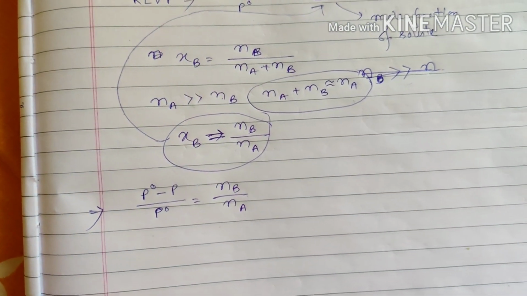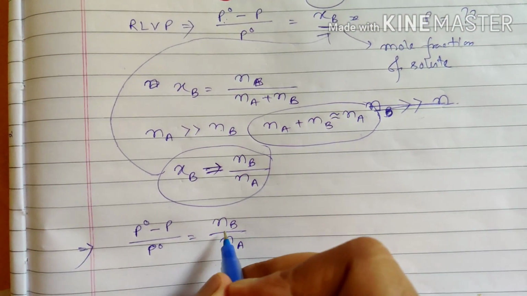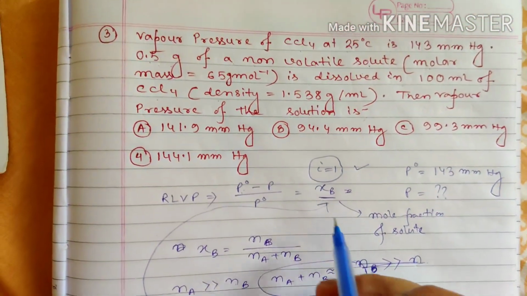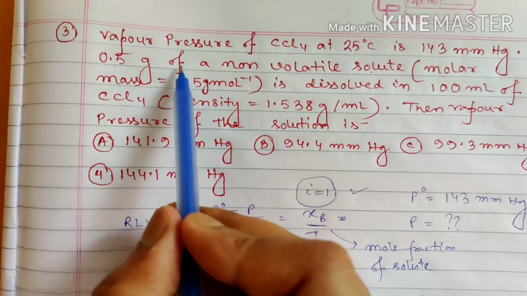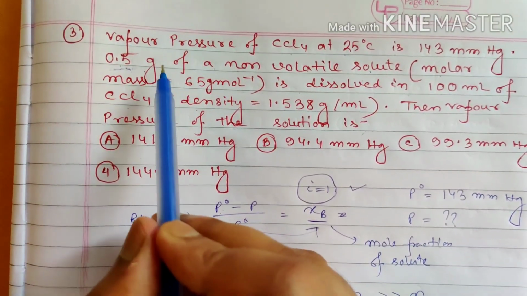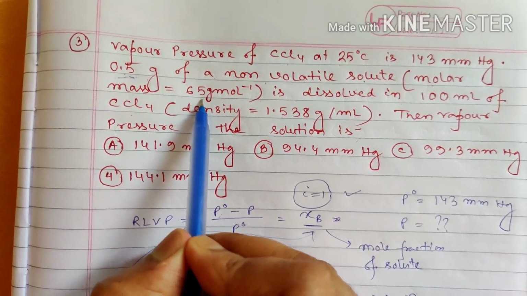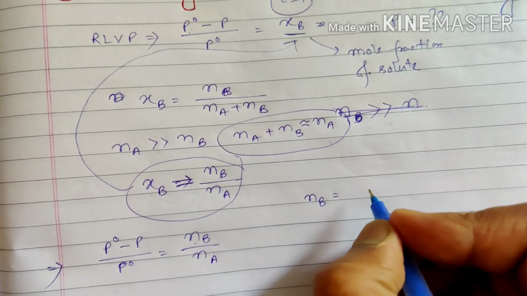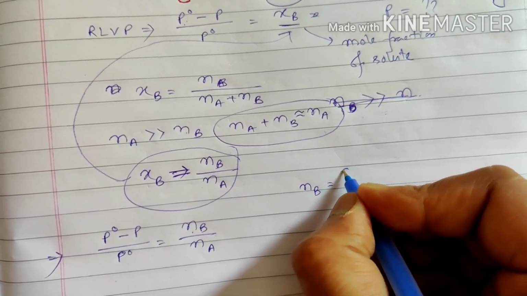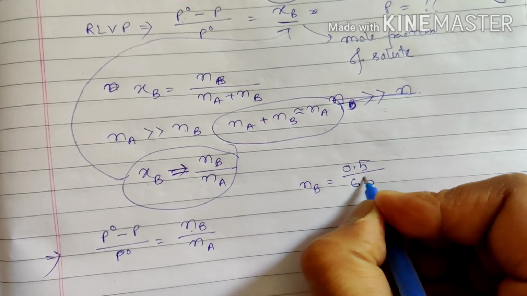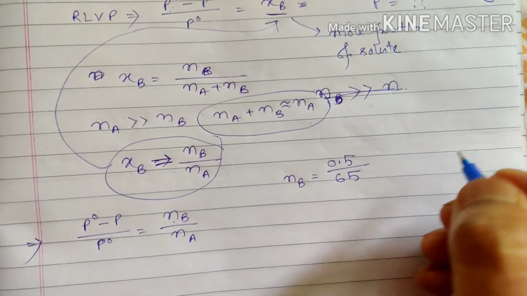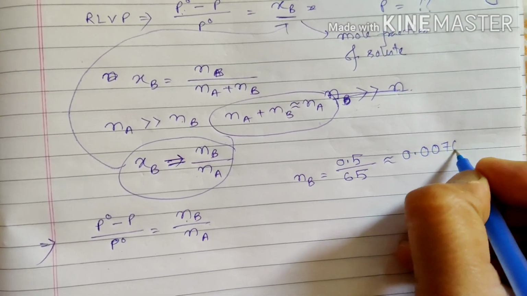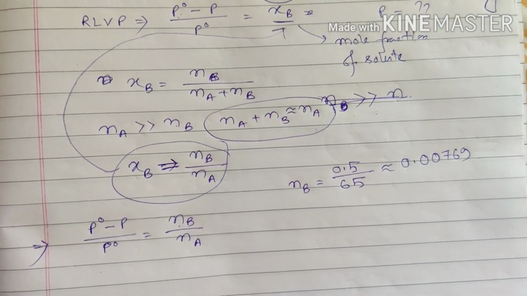So that we have to calculate. On the other side, let us find out nb. It is the number of moles of solute. How much is given in the question? It is 0.5 gram of non-volatile solute. The molar mass is 65. So let us calculate the value of nb, which is nothing but the given mass 0.5 divided by the molar mass. If you calculate, you will get 0.00769. I had calculated it already.